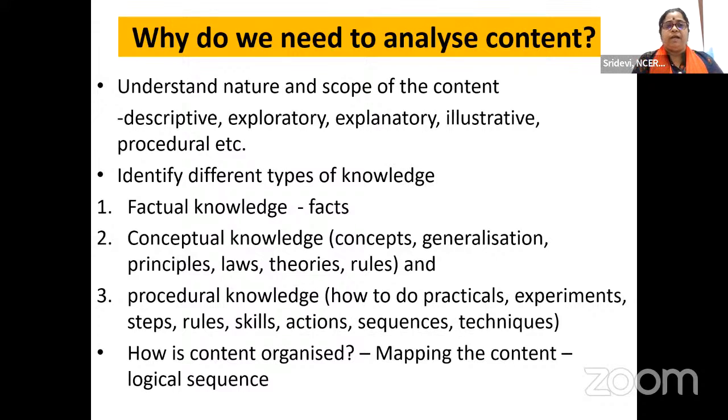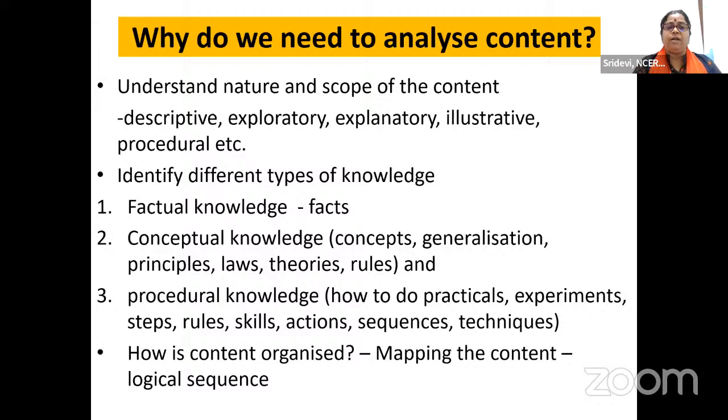And apart from that, we need to even identify the different types of knowledge. If I say scientific knowledge, we have various types of scientific knowledge. Starting from factual knowledge. Factual knowledge is nothing but facts. Conceptual knowledge includes concepts, generalizations, principles, laws, theories, rules, and so on and so forth.